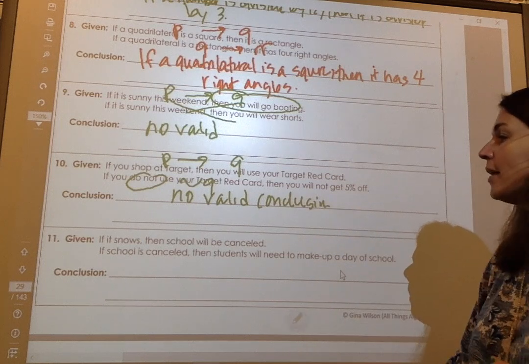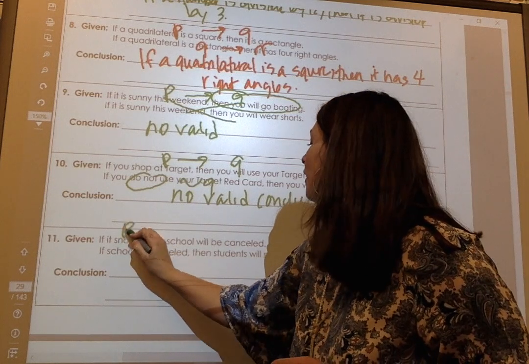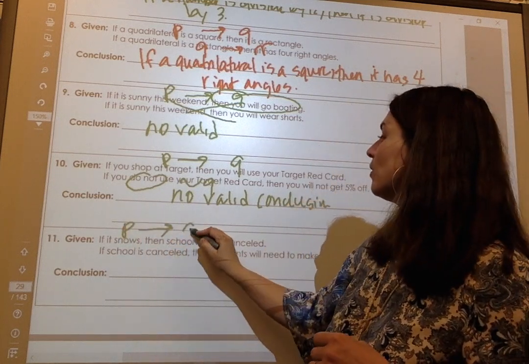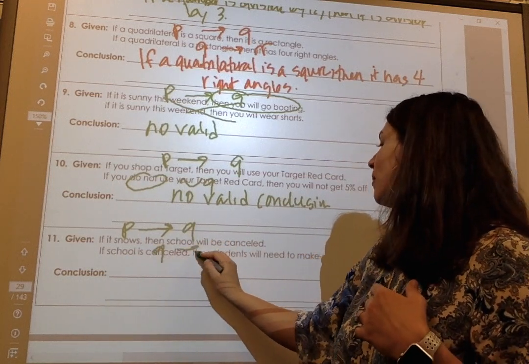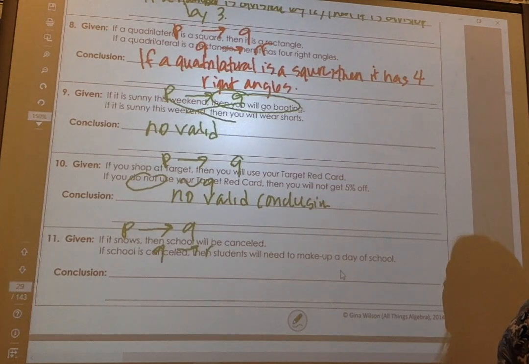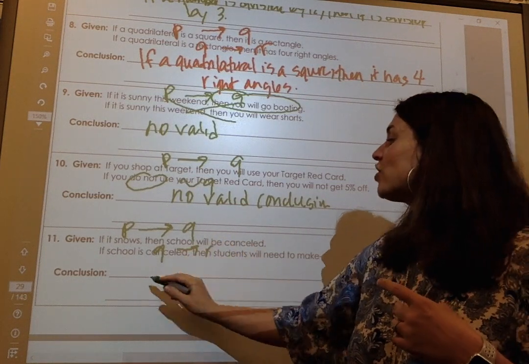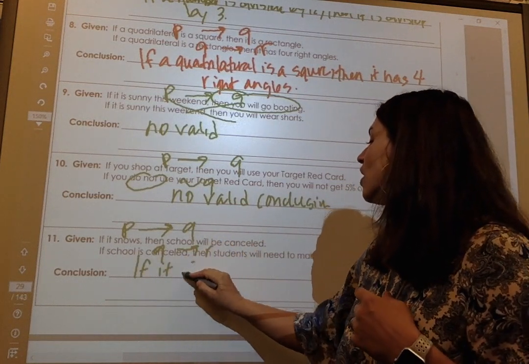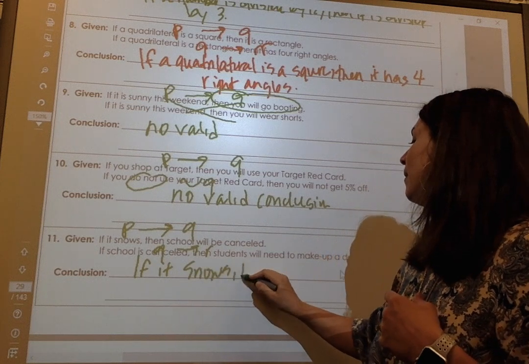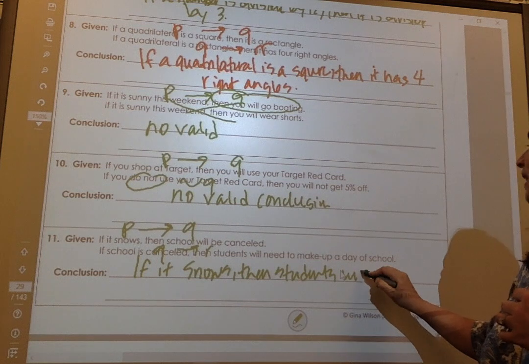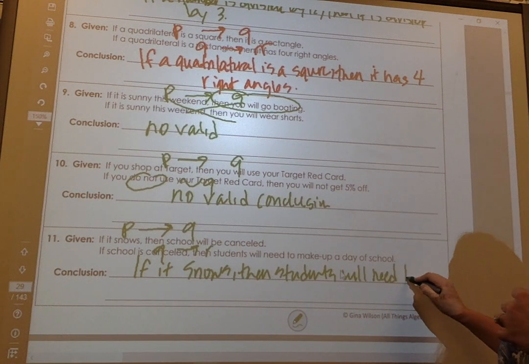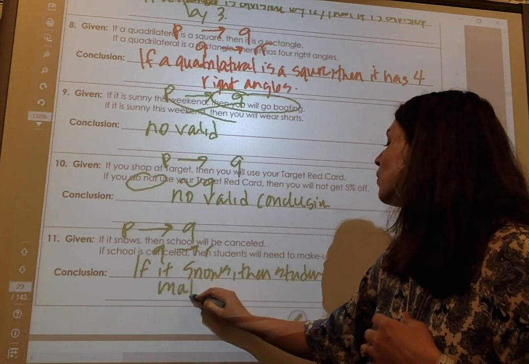All right? And number 11, if it snows, then school will be canceled. If school is canceled, that matches my Q statement, then students will need to make up a day of school. So this matches, so now I can say if it snows, then students will need to make up a day of school.